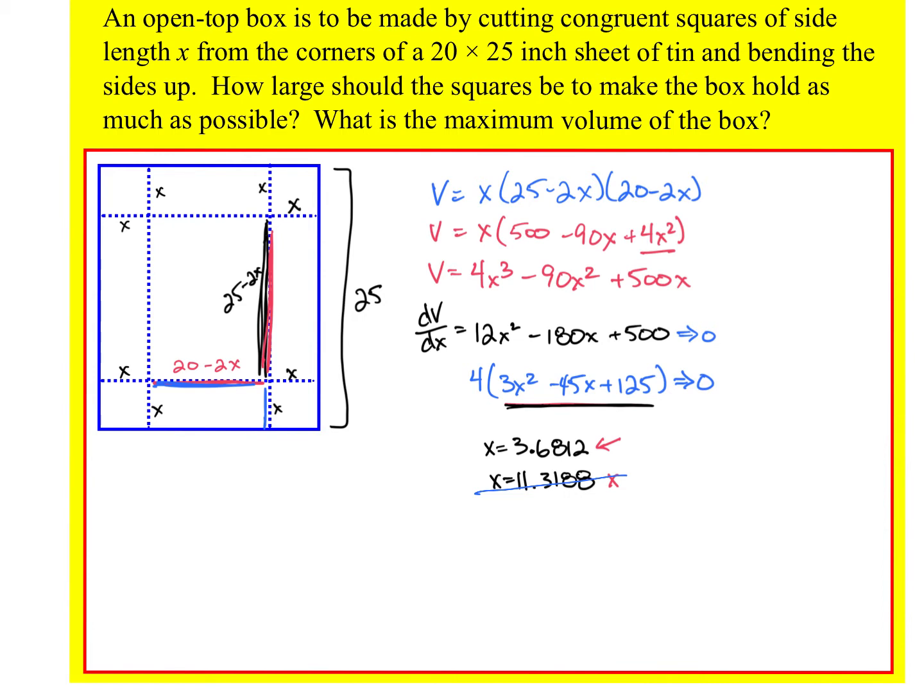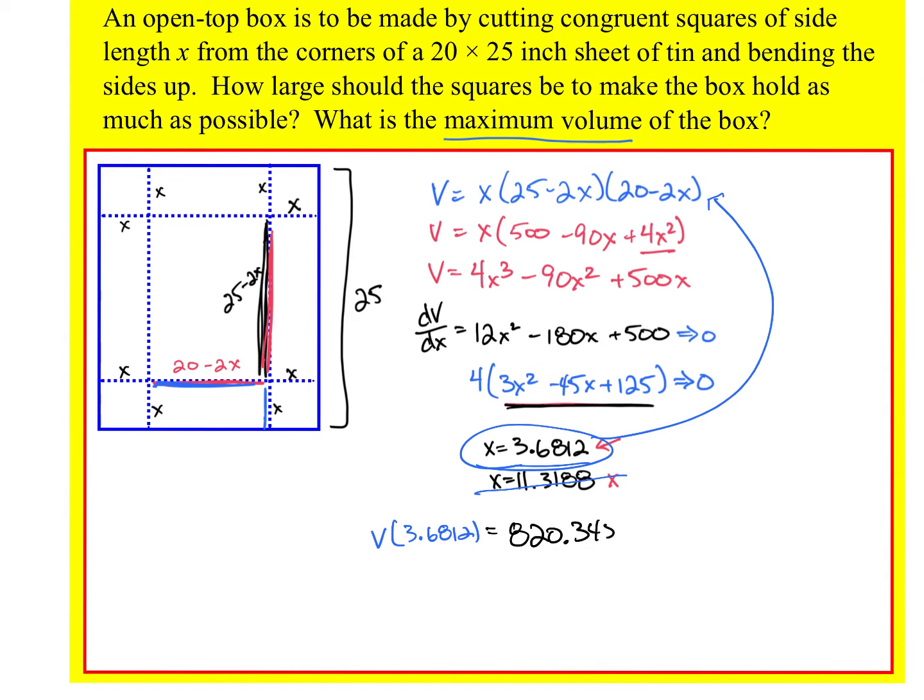So how large should the squares be to have my box hold as much as possible? They should be 3.6812 by 3.6812. However, the next part is what is the maximum volume of the box? So what we're going to do is take V of 3.6812. I'm going to back substitute that number in there, and when I do that, I end up getting 820.3453 inches cubed.